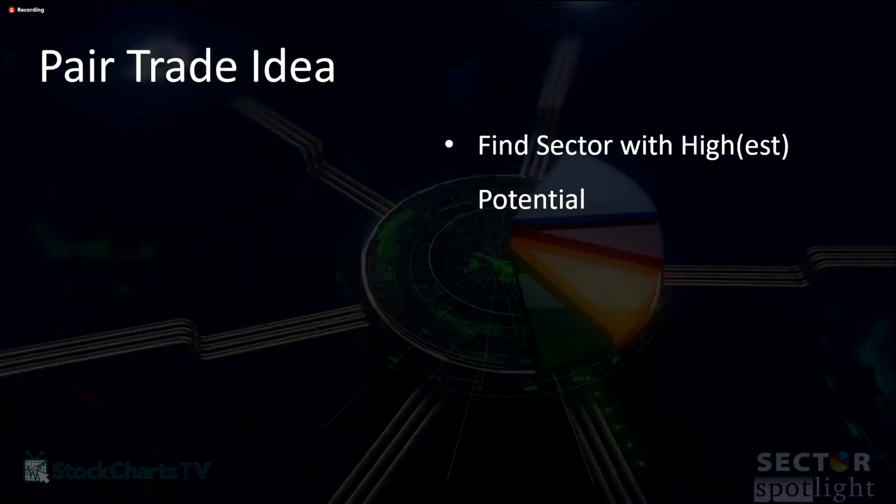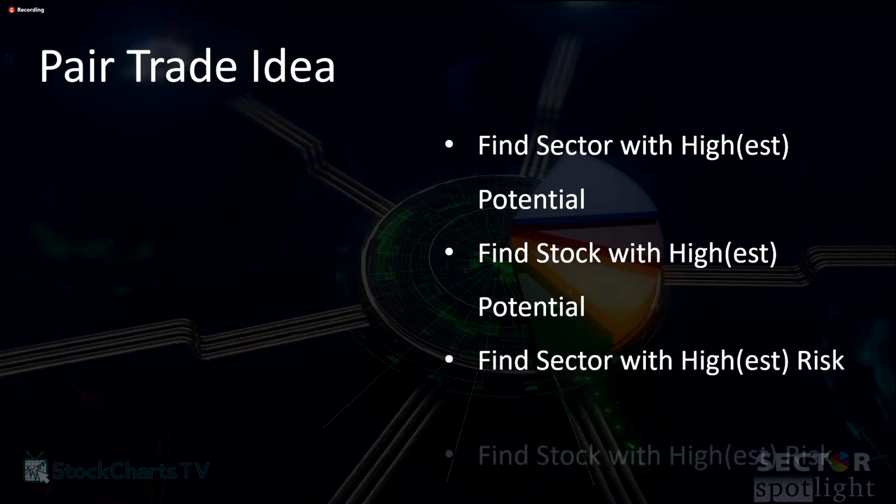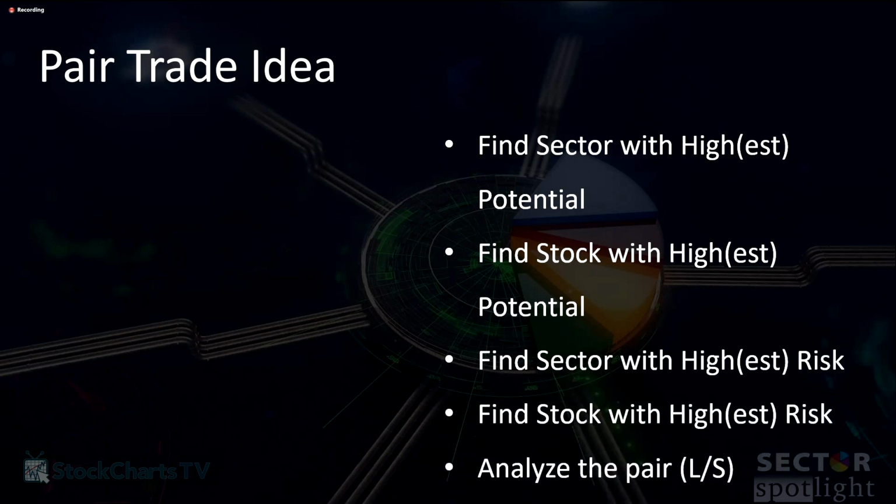What I try to do when I look for pair trades, the process that I go through, is I try to find the sector with the highest potential. The next thing I do is inside that sector find a stock with the highest potential, but that's a little bit difficult to actually figure out. Then you go to the sector with the highest risk, and inside that sector, you find a stock with high risk. And then you're going to pair those two together.